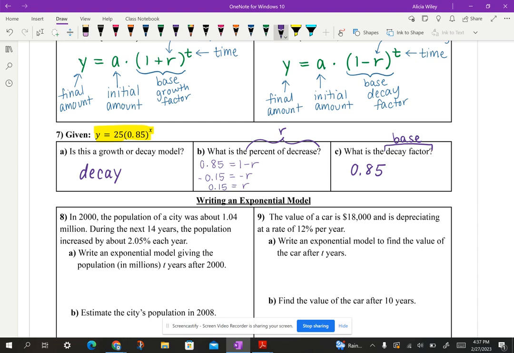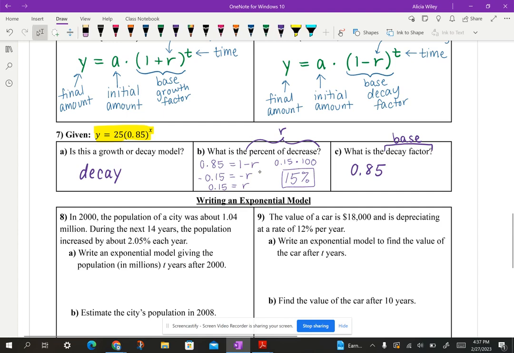Now, 0.15 is not a percent. That is a decimal value, just like 0.85 was not a percent. How do we change a decimal to a percent? Well, we times it by 100. So 0.15 times 100 will give me my percent of 15%. So that is the percent of decrease. It's decreasing by 15% as the x values grow bigger and bigger. Okay. So basically the r value is the difference between 1 and 0.85.